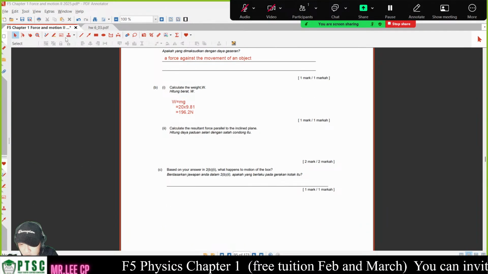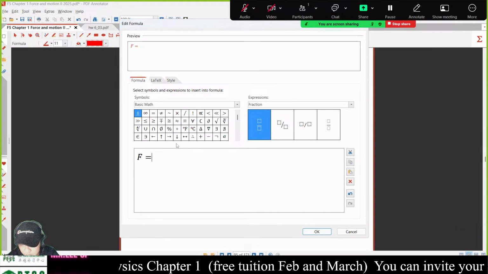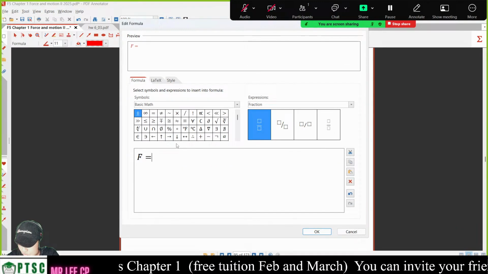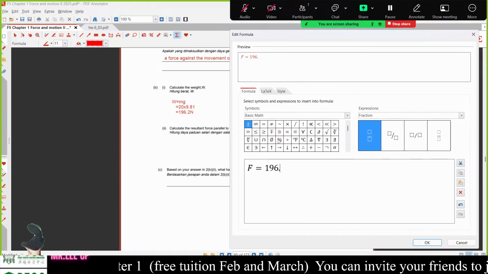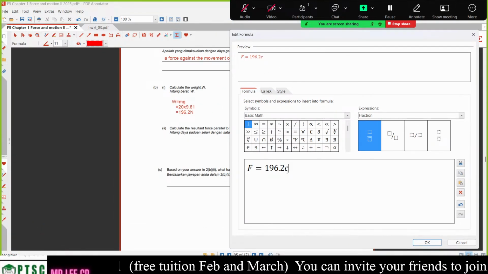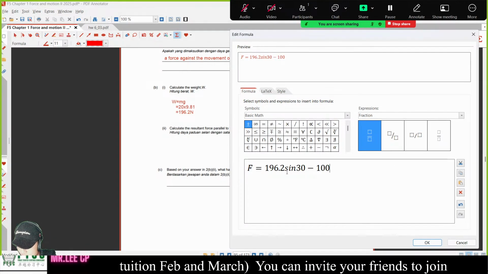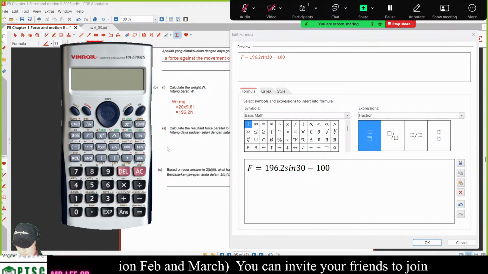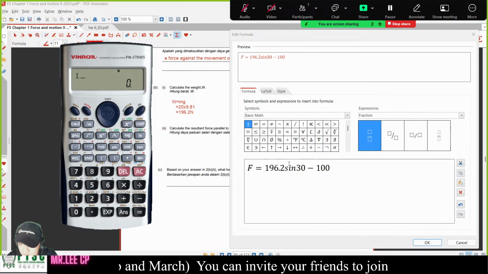So the force will be equivalent to 196.2 sine 30 minus 100. 196. Not enough leh, negative.